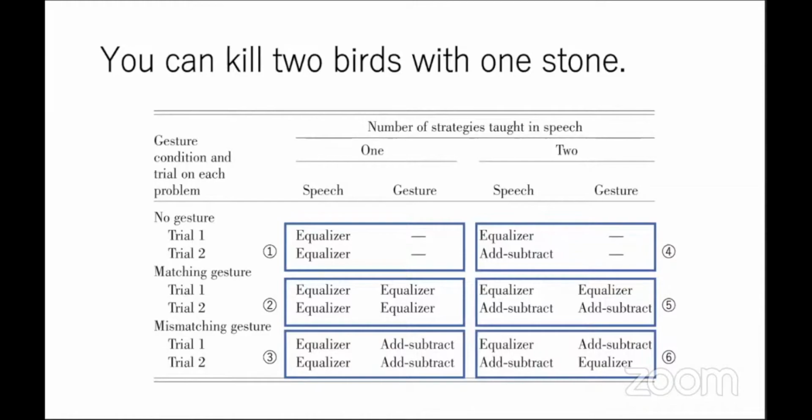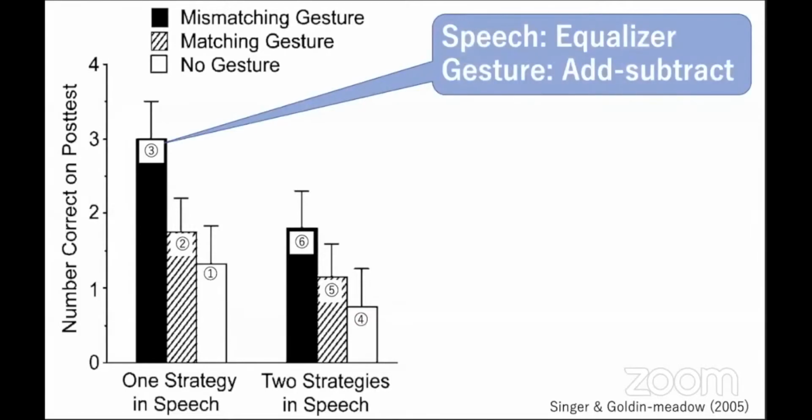Okay, and they did a post test. The question is, which group do you think performed the best, and maybe second best? Okay, ready? So here's the answer. So it turned out group 3 performed the best. What was group 3? That was the mismatching condition, taught only one strategy orally. So speech was equalizer, but gesture was subtract.